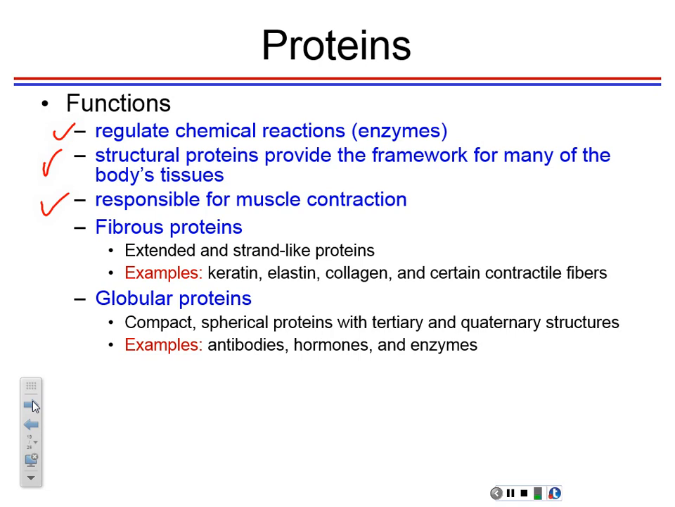Proteins are also responsible for muscle contraction. We'll do that in a few lectures ahead, like myosin and actin. These are fibrous proteins that slide upon each other like this when the muscle is contracting. So proteins are also very important for muscle contraction. All right. And then, of course, fibrous proteins have a strand-like appearance, such as those muscles for contraction. They are long proteins, long chains that slide on each other.